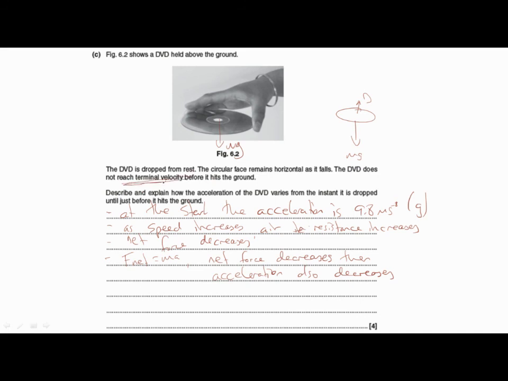So that's enough, and it says very clearly that it does not reach terminal velocity. If it said it does reach terminal velocity, then you'd probably add another bullet point or two, and you'd say that as it gets faster and faster, eventually it reaches a point where drag equals weight, and therefore there is no resultant force. So it's a terminal velocity. But obviously that was not asked in this question.